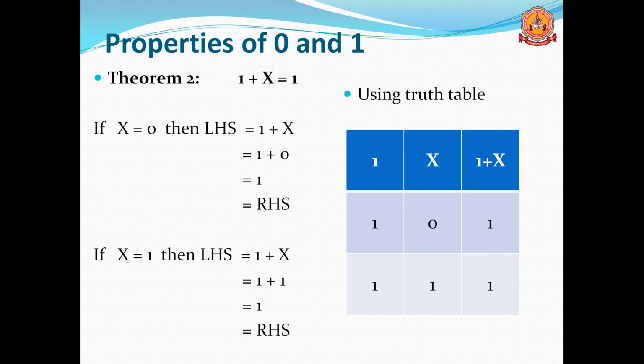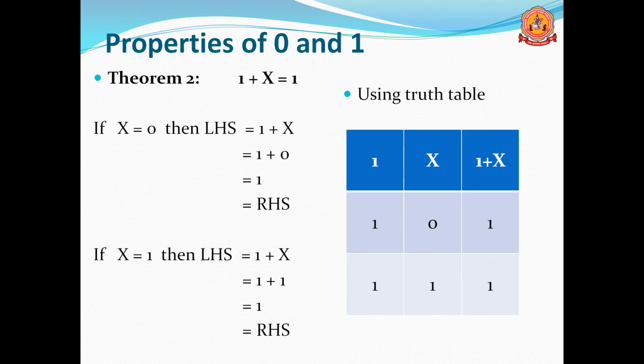The next one is theorem 2: 1 plus x equal to 1. You can prove that by first applying the x value as 0. Then the left hand side LHS is 1 plus x, that is 1 plus 0 because x is equal to 0. So 1 plus 0 is equal to 1, which is the right hand side. The right hand side should be 1.